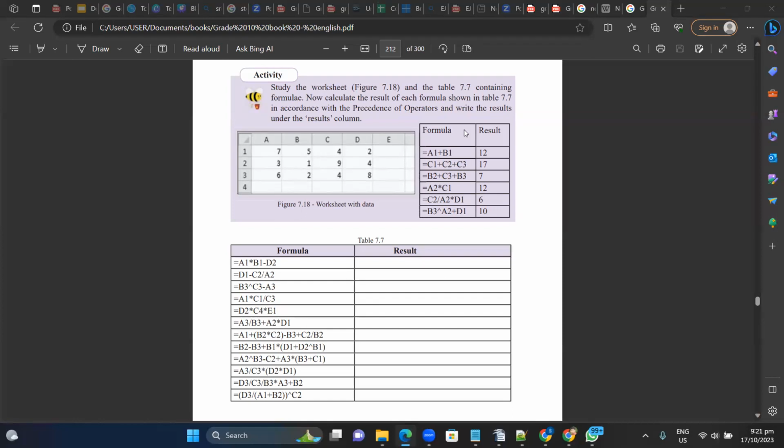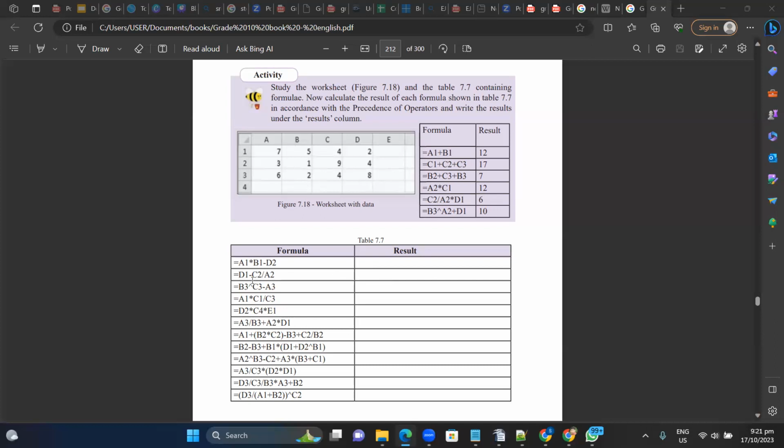Isuru's answer is correct. Tihan, no. Vivan, the answer is correct. Javiru's answer is correct. Hikma's answer is correct. Kasun's answer is correct. Shivani's answer is correct. You have to check again, Tihan, right? Because 7 into 5, 35 minus 4.